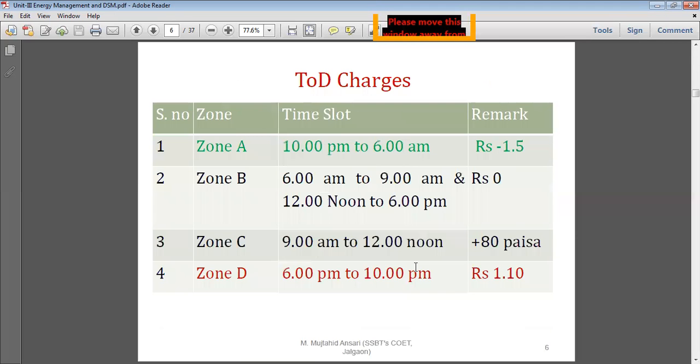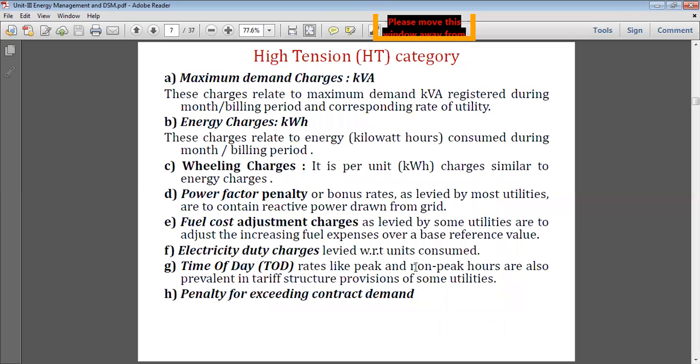So in the last topic we are discussing the HT tariff. HT tariff consists of maximum demand charges.